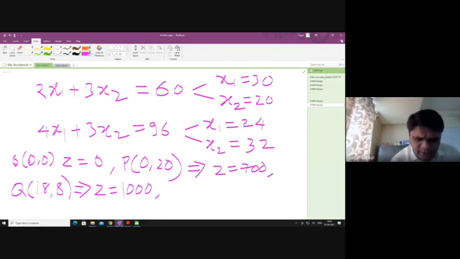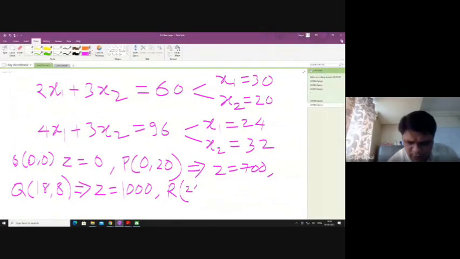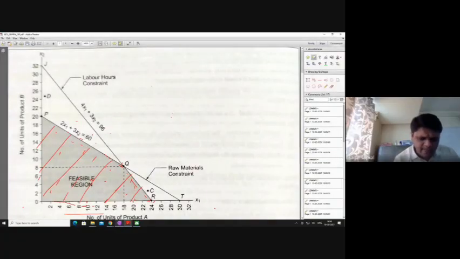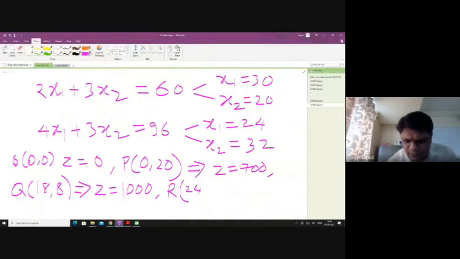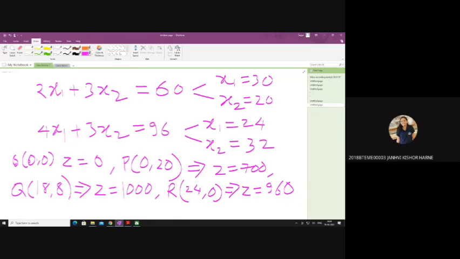Okay, next. PQR. What is R? R is 24, 0. Which implies Z is equal to how much? 960. This 1000 is okay, no? Is the 1000 value correct? Yes, 40 into 18, okay.